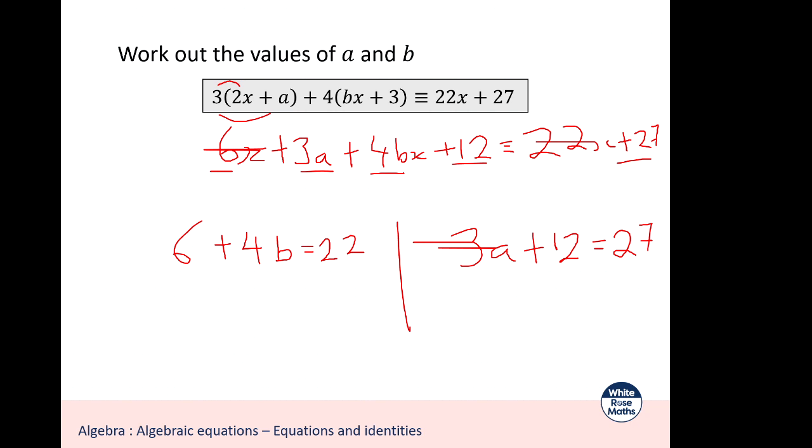4b, and 22. They are all the numbers in front of the x terms. 6 plus 4b has to make 22. I can now solve this by subtracting 6 and then dividing by 4. So I get 4b equals 16, dividing both sides by 4, you get that b is equal to 4.